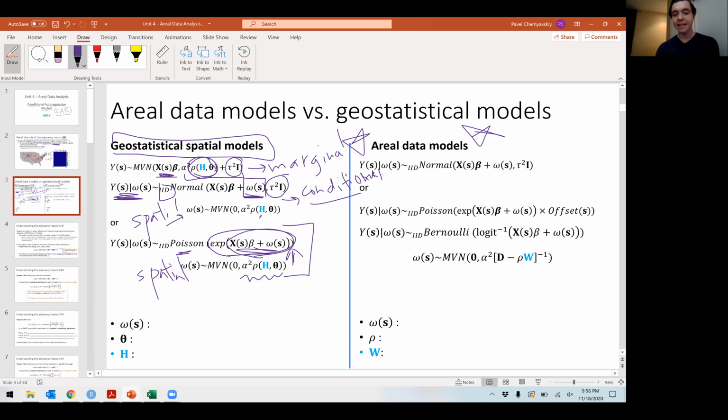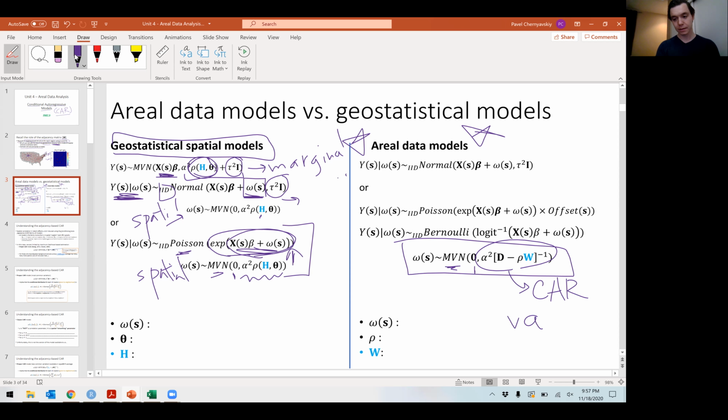Now, here on the right, there is a lot of very similar notation because it is similar. Our spatial latent effects are also going to come from a multivariate normal distribution, and it is also going to have a zero mean. The difference is in the variance covariance matrix. So this is the conditional autoregressive variance covariance matrix.